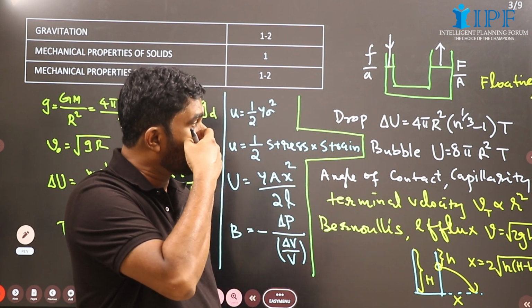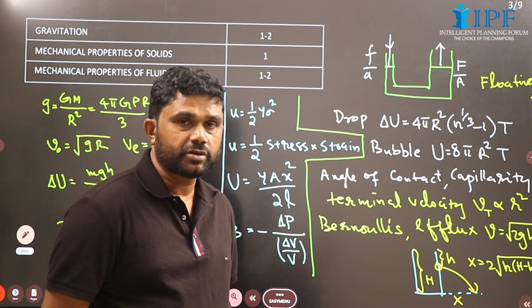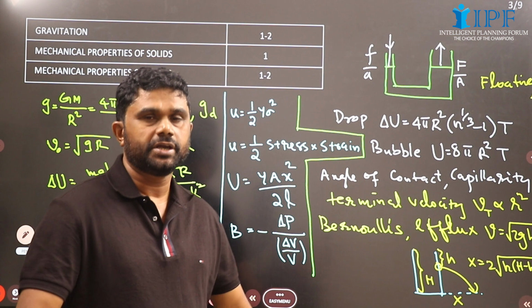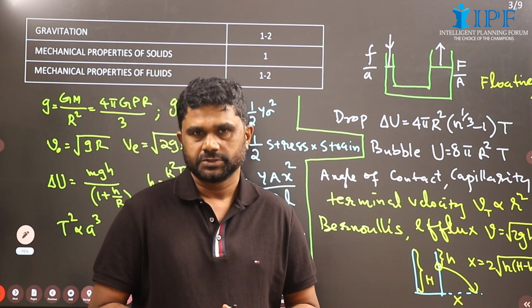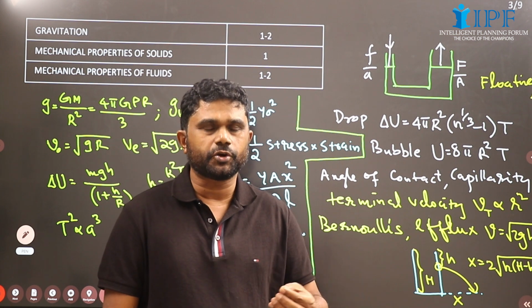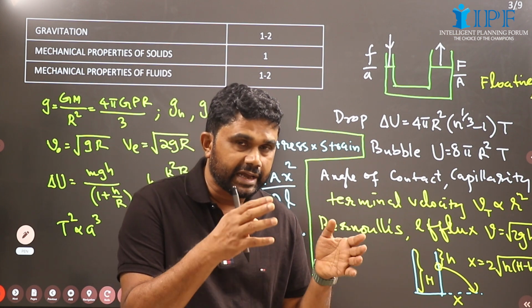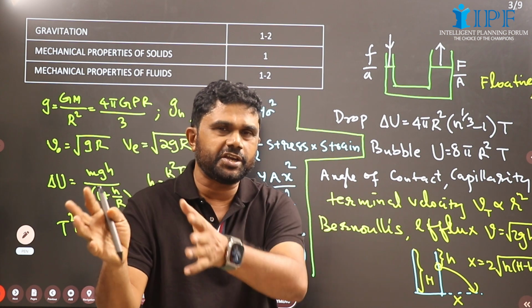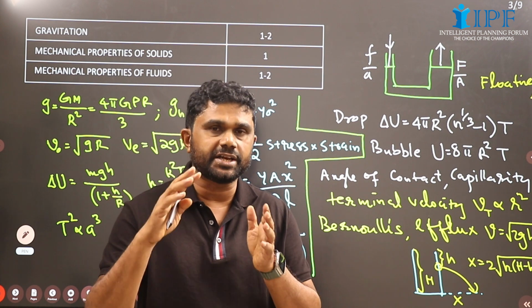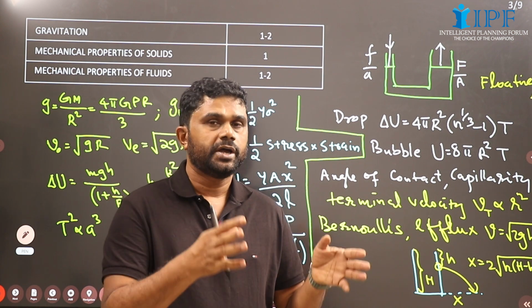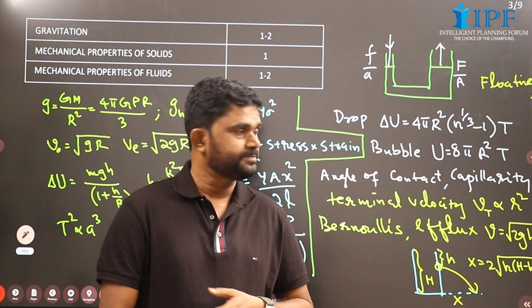The next thing that you should study is the laws of flotation. In the case of a floating body, mass of the floating body will be equal to the mass of liquid displaced. Or weight of the floating body equals weight of liquid displaced, but on both sides there will be g, and that g you can cancel. So finally it will be mass of the floating body equal to mass of liquid displaced.